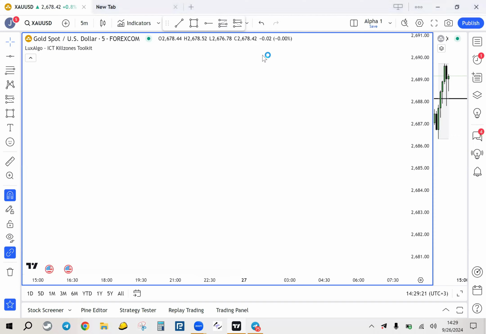Okay, so like I said, let's first start with the basics. We have three types of SMTs. What we're going to do in here, we're going to consider that on the top we have gold, and on the bottom we have silver. So SMT, like I said, we have three types of SMTs.